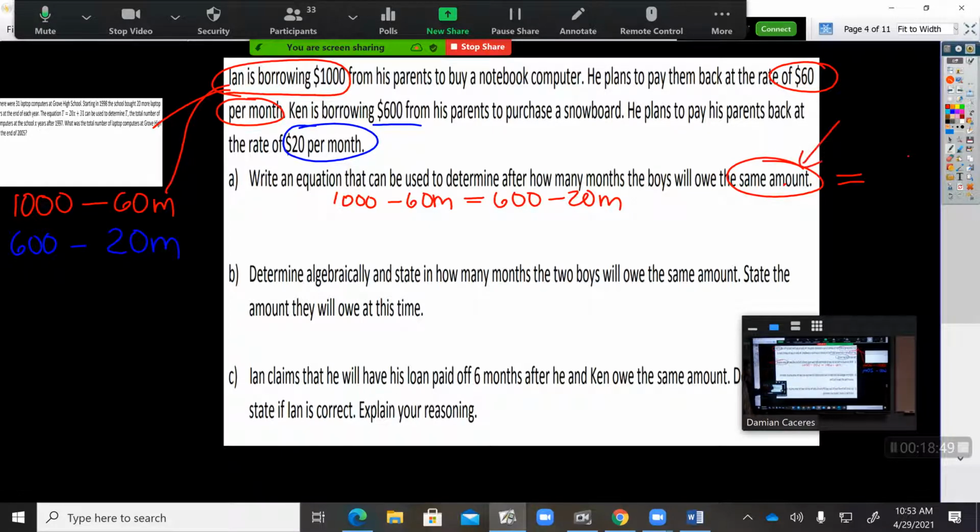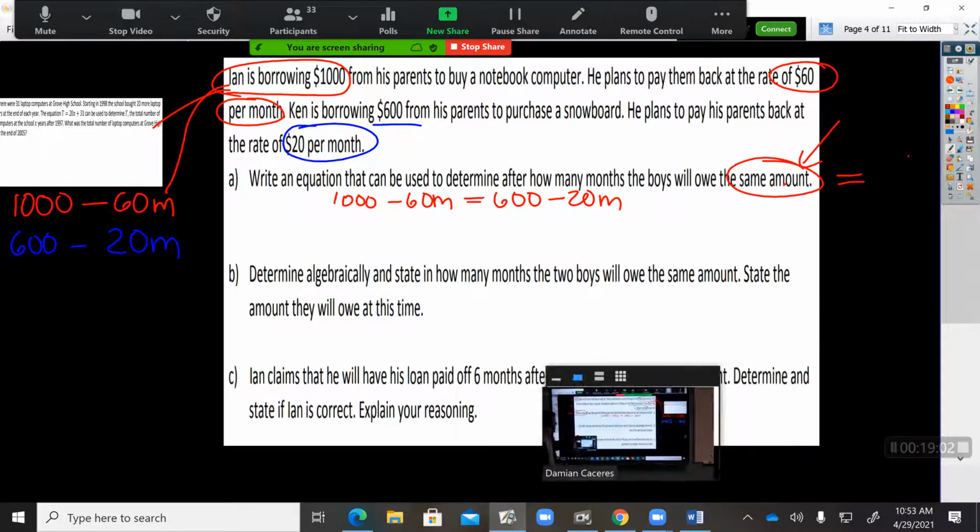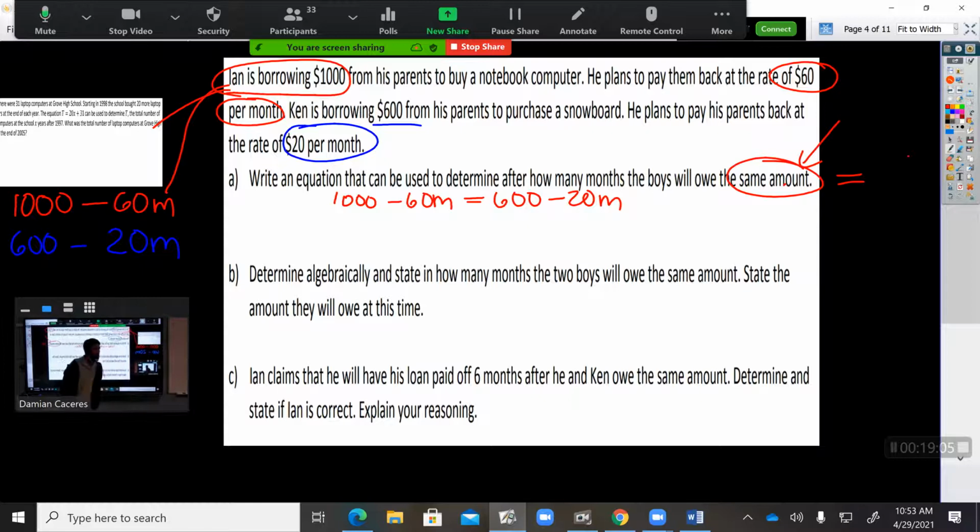There's my answer for part A. The two expressions we came up with, and the equal sign because it says same amount. This phrase, same amount, shows up a lot on any standardized test because you need to know that equals means same amount. So whenever you see same amount, you're just going to make both expressions equal to each other. Now, what happens after you create an equation? They're going to make you solve that equation. And that's exactly what they're asking on part B. Determine algebraically, which means solve, really, simplify, and state in how many months the boys will have the same amount.